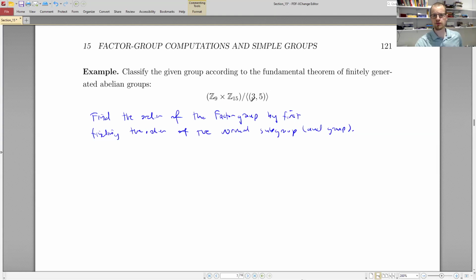So in particular, I want to find the order of this subgroup, which is equivalent to saying I'm looking for the order of this element. The process of finding the order of that element is to determine the order of the individual pieces and find the least common multiple. So the order of 3 in Z9 is 3.